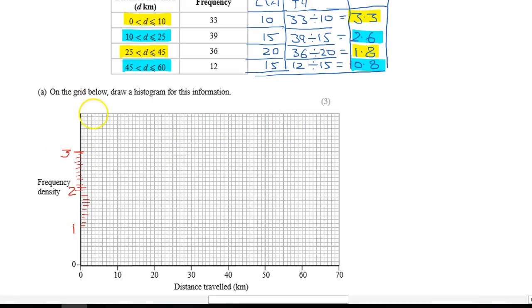So we have the y-axis of frequency density, that is 1, 2, and 3. This is 1, this is 2, and this is 3. Now the x-axis is 0 to 10, 10 to 20, 10 to 30. Now first, 0 to 10 is 3.3. 0 to 10 is this, 3.1, 3.2, 3.3. So this is 0 to 10.